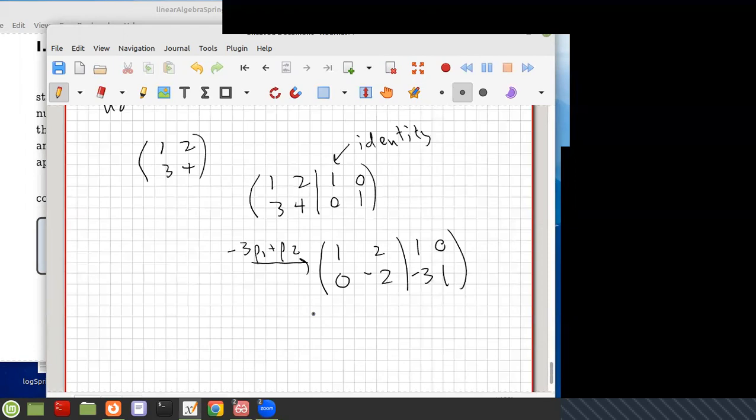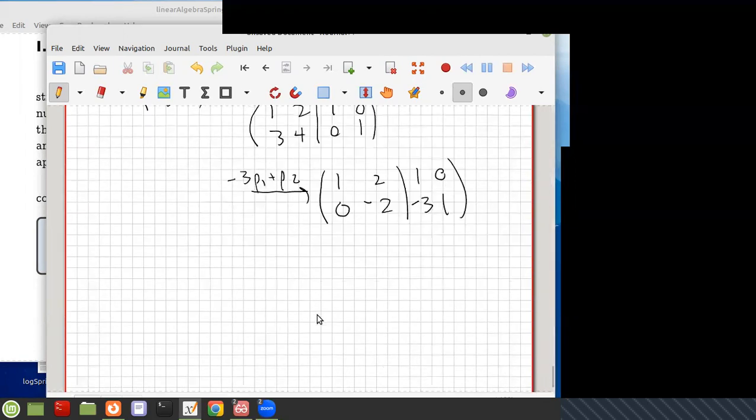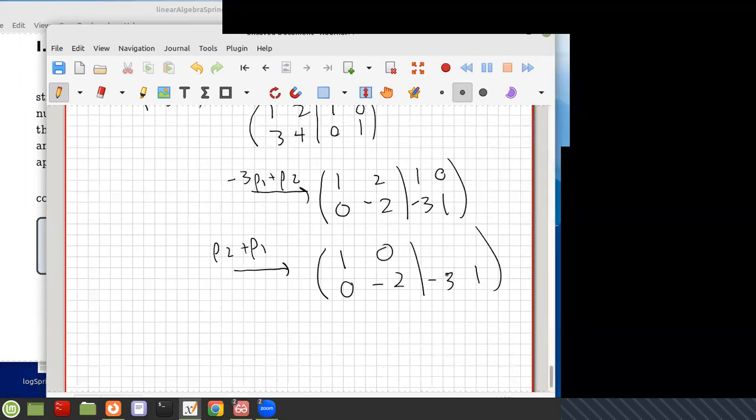Okay, so I need to do reduced row echelon form. The goal is to make this into the identity matrix. So I can do row 2 plus row 1, because since this is leading, we need to get rid of that 2 there. That gives 0, -2, -3, 1. And we're going to do 0 plus 1 is 1, -2 plus 2 is 0, -3 plus 1 is -2, and 1 plus 0 is 1.